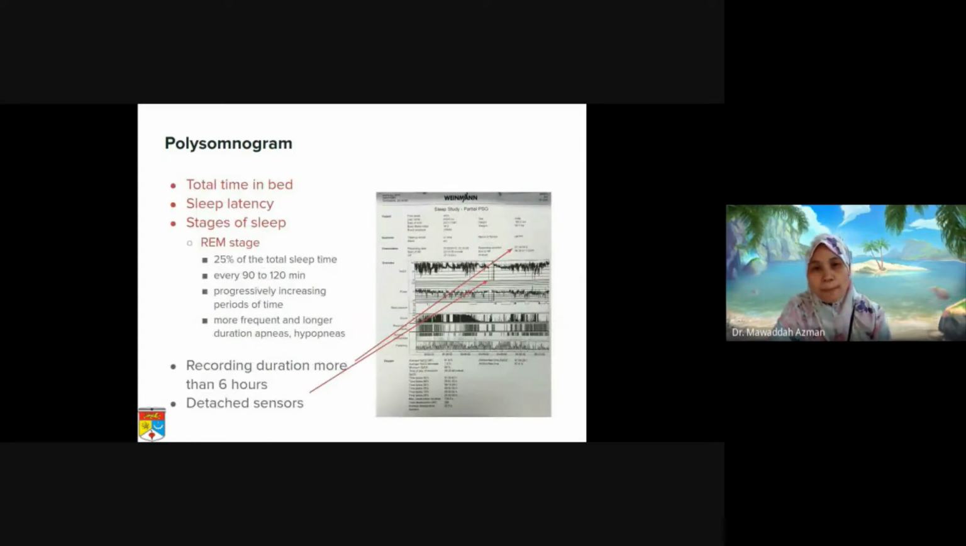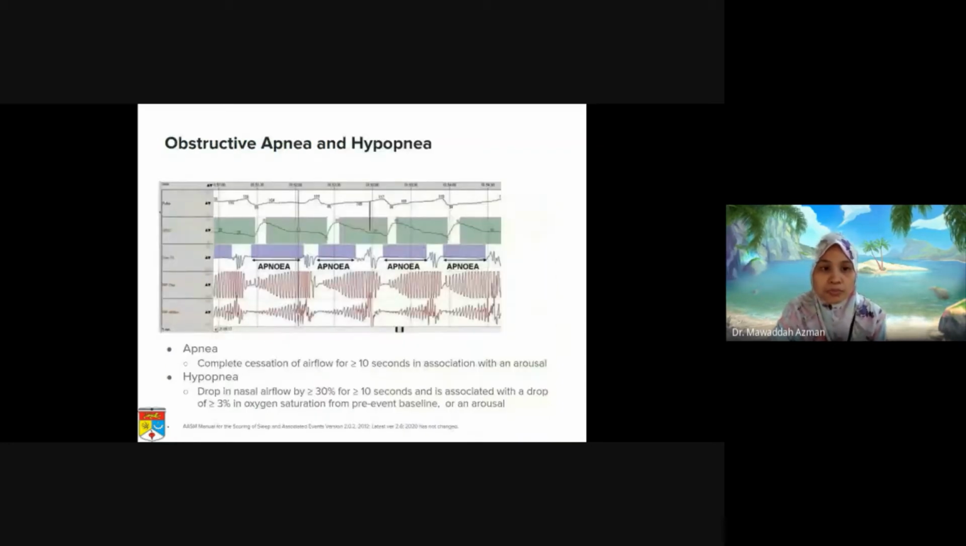So we look at many parameters in the polysomnogram. Some of the parameters are available only in the full sleep study. For example, stages of sleep, because we don't monitor the EEG in a limited study, so we can't say for sure which stage of sleep the patient is in. But in a limited study, we do see whether the study is reliable or not. Mainly, we look into the total recording time, as well as any evidence of detached sensors. If there's a lot, then this study may not be reliable.